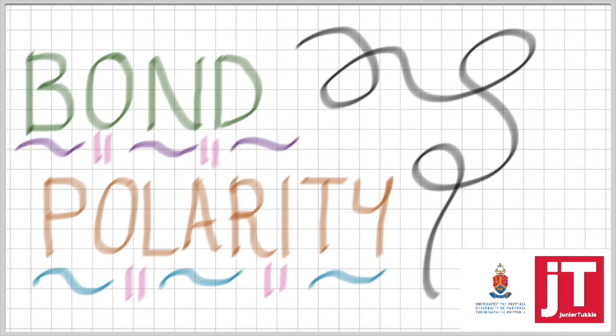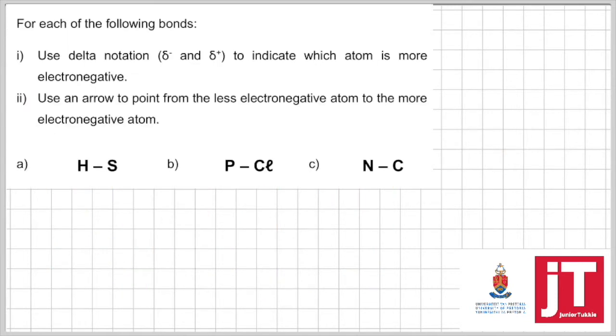In other words, we will make use of the differences in electronegativities between two atoms in order to establish what type of bonds exist between atoms. We will solve three different problems in this video.